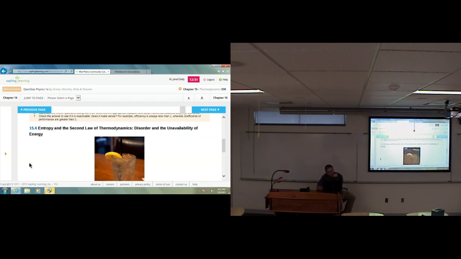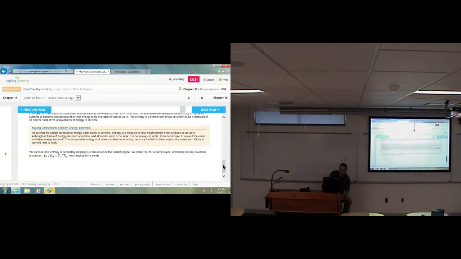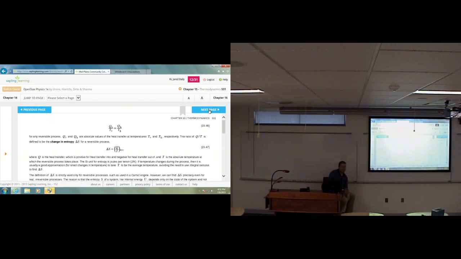Okay. So now we're all the way into entropy. Let's talk about what is entropy. Entropy in the second law of thermodynamics is disorder and the unavailability of energy. Remember, the second law says that heat always flows from a hot reservoir to a cold reservoir spontaneously in nature. It never does the opposite.